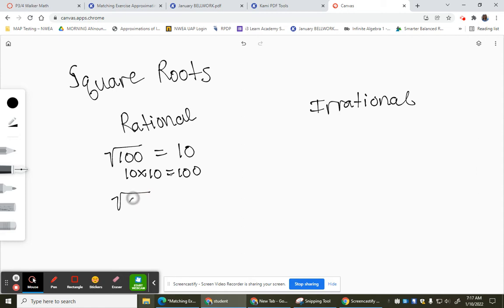The square root of 64 is another rational square root because that would be 8. 8 times 8 is 64. Irrational square roots, then, are those that are imperfect and fall between perfect square roots. So if I put my square roots next to each other, let's say 9 is a perfect square root, the next perfect square root is 16.